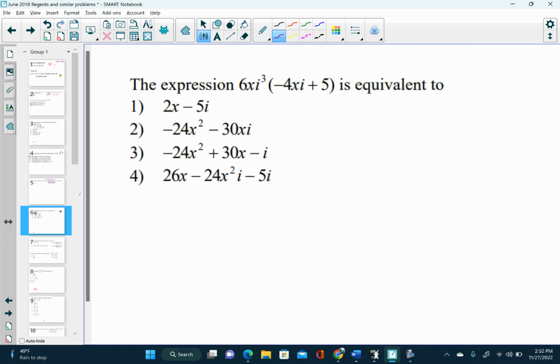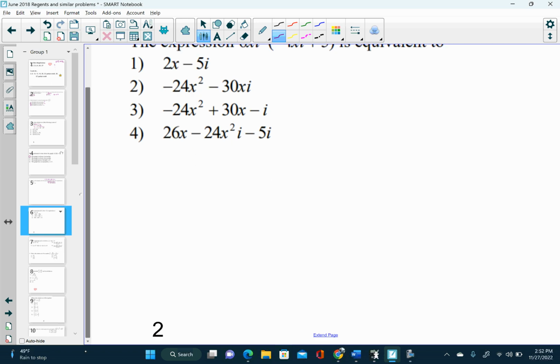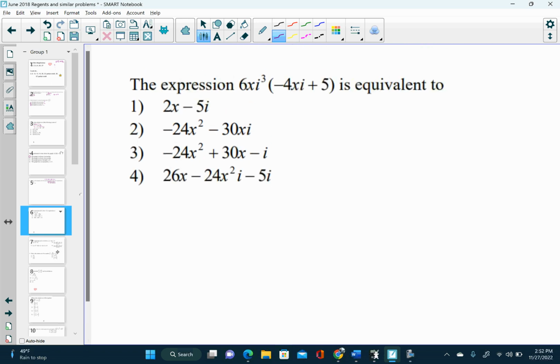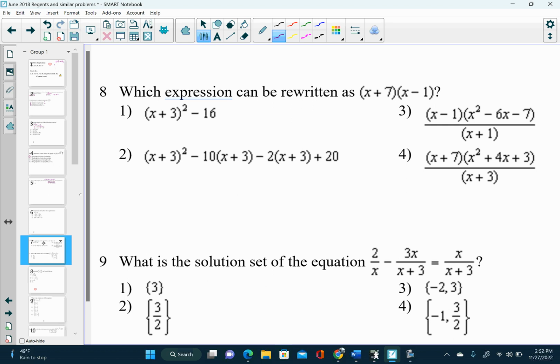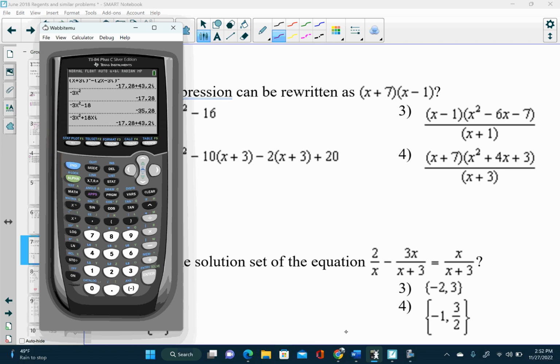Okay, try this one. Pause the video. Give this one a shot. And the correct answer is 2. Okay, do this yourself. All right, question number 8. Which expression can be rewritten? Again, this is a straight calculator question. So I'm going to go ahead and clear this right here. So I'm going to plug this into my calculator, parentheses.